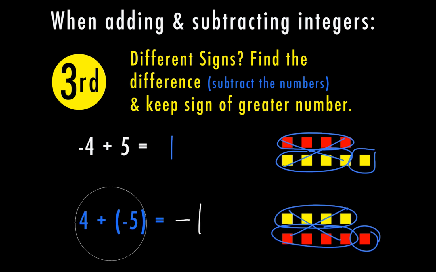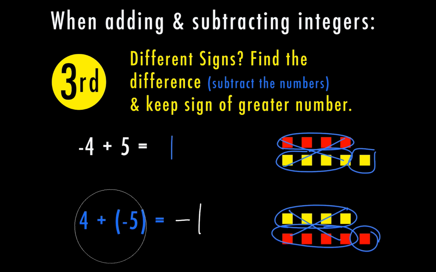Down here in the second one, I have a positive 4 plus a negative 5. I still have different signs. I'm still going to subtract. So 5 minus 4 is 1, but this time my 5 is still the bigger number, but it's negative. So my answer is going to be a negative 1.